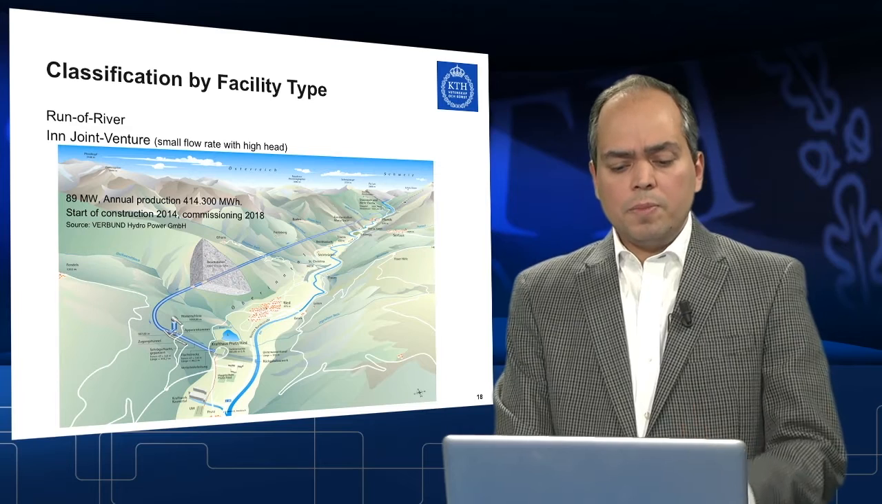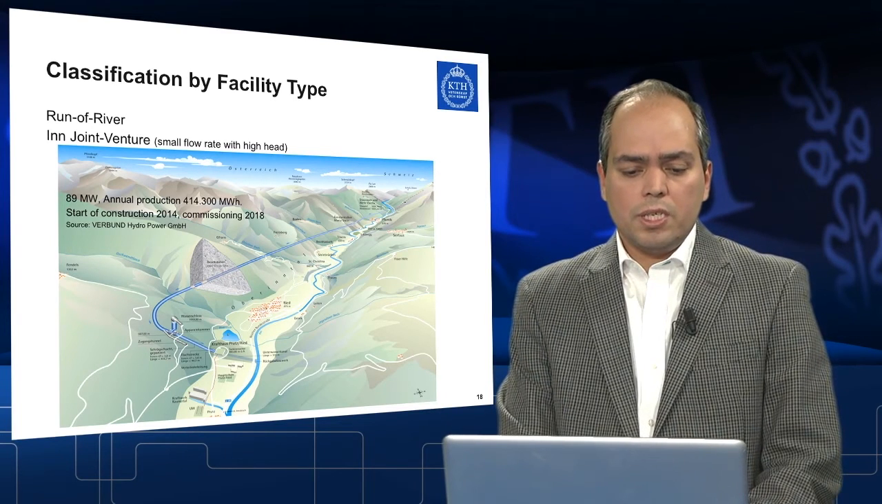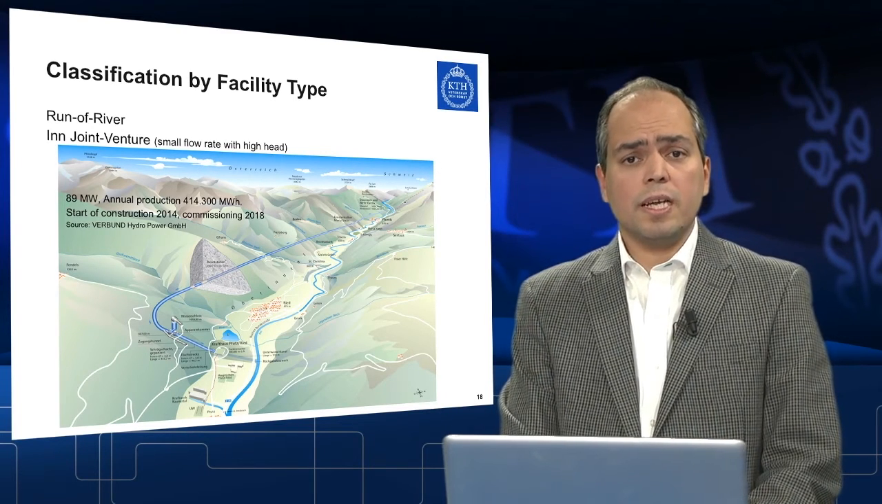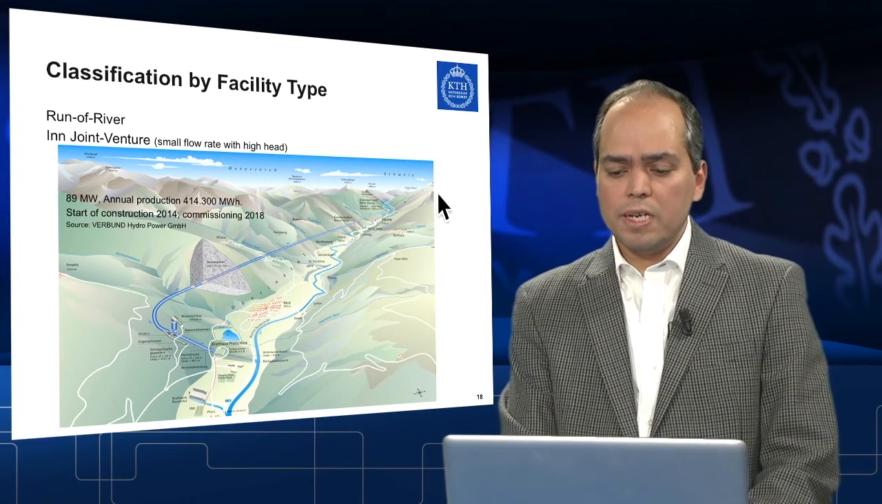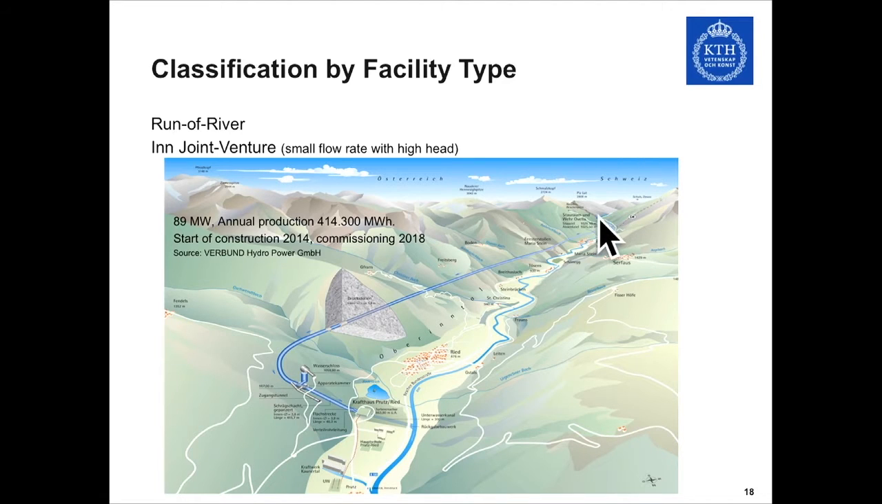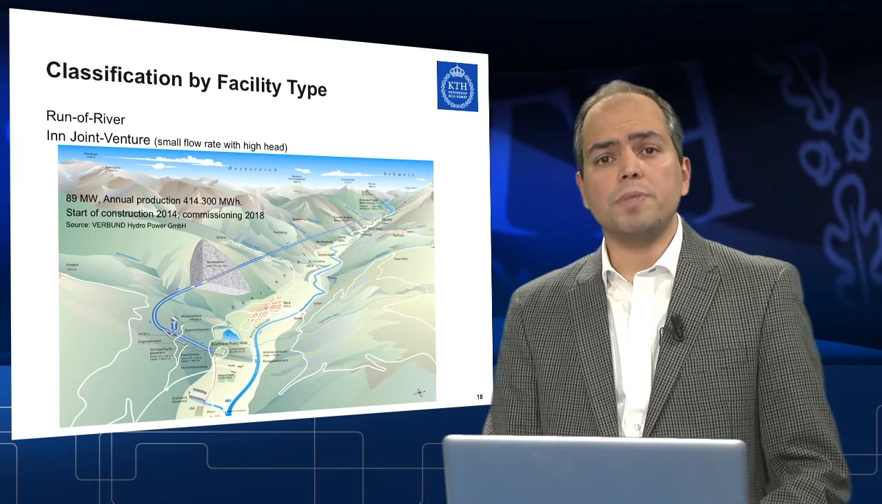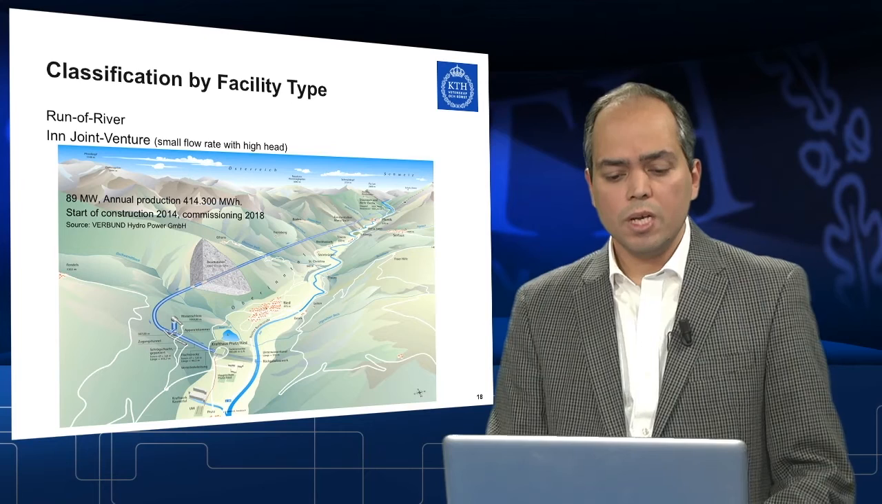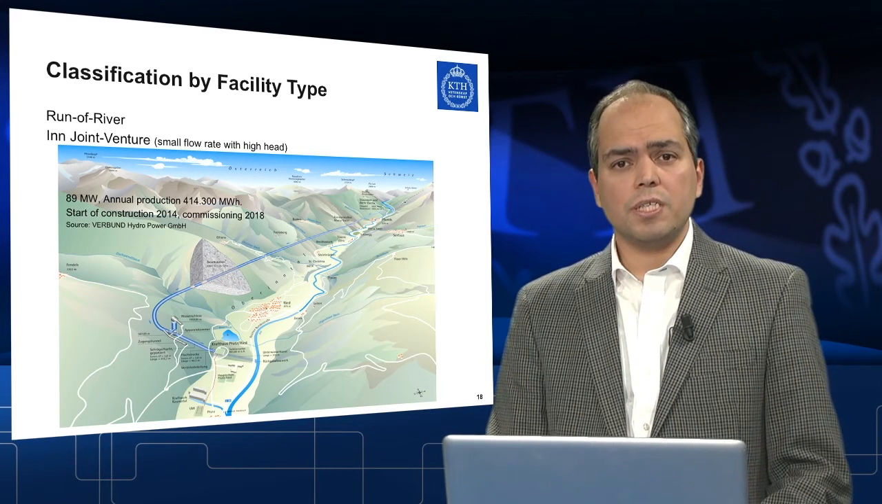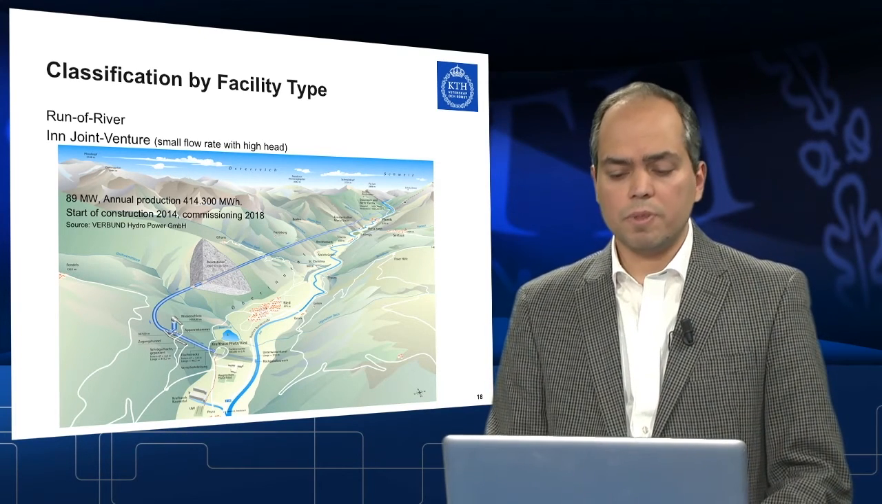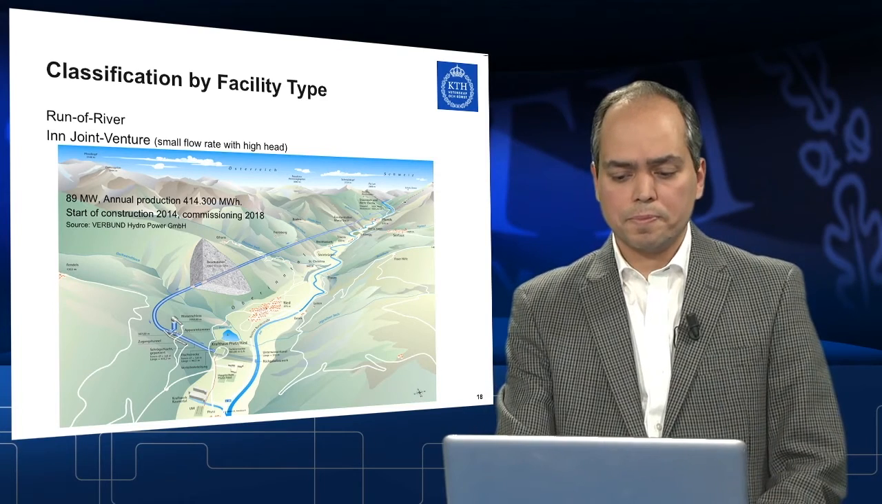I took as an example here a project which is on the border between Switzerland and Austria. So in fact, water is diverted from the river, and then it is transported invisibly beneath the mountainous area toward the powerhouse here. This scheme is around 90 megawatts. The cost of the project is around 400 million euros. This is going to be commissioned within 3 years from now, in 2018.